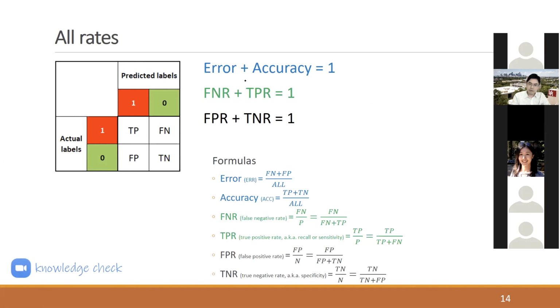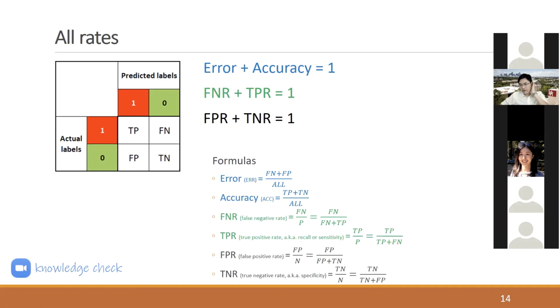The two overall measures of the model, overall metrics, which are error on the error side and accuracy on the truthful side, the sum is 1. False negative rate is describing the positive cases. False negative rate and true positive rate add up to 1 as well. And false positive rate and true negative rate, they add up to 1.